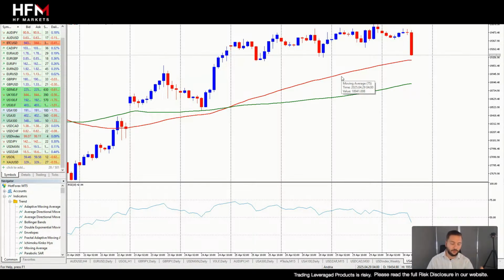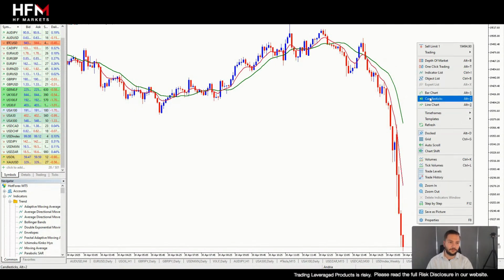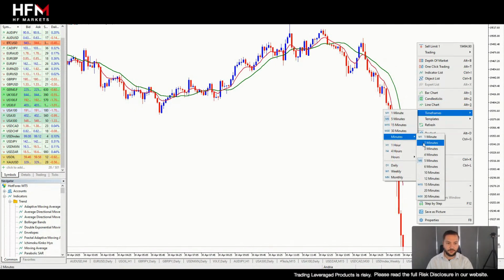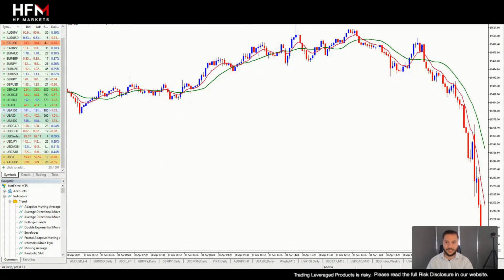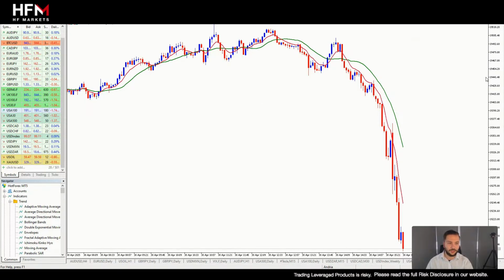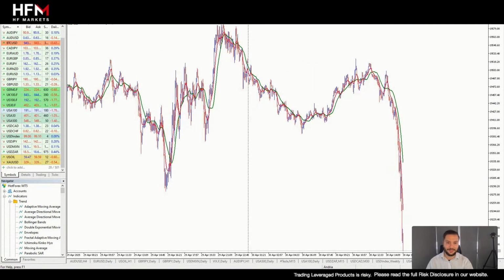We're not going to find support, especially because of news announcements. I'll actually go to a 3-minute time frame as well. So here, if we go to a 3-minute time frame, just so we can get a real good idea of the sheer downward momentum, ladies and gentlemen. A lot of downward momentum here.